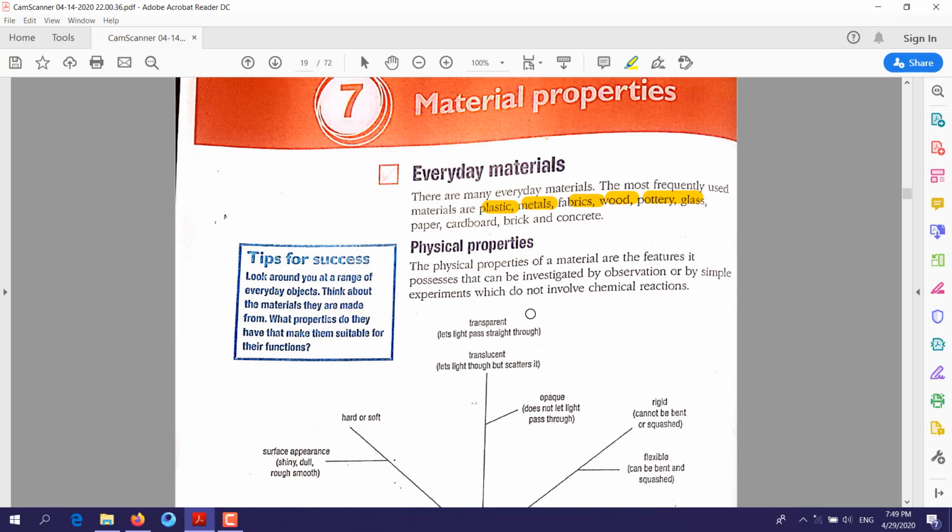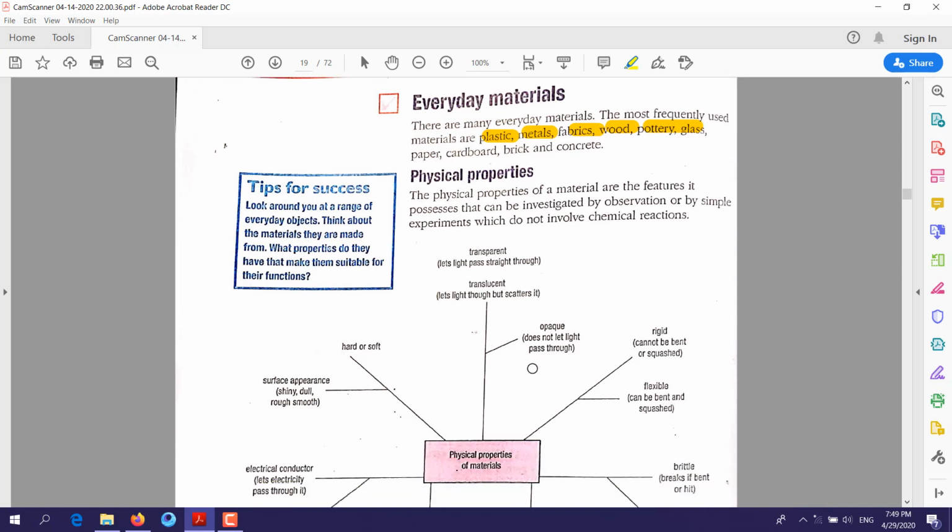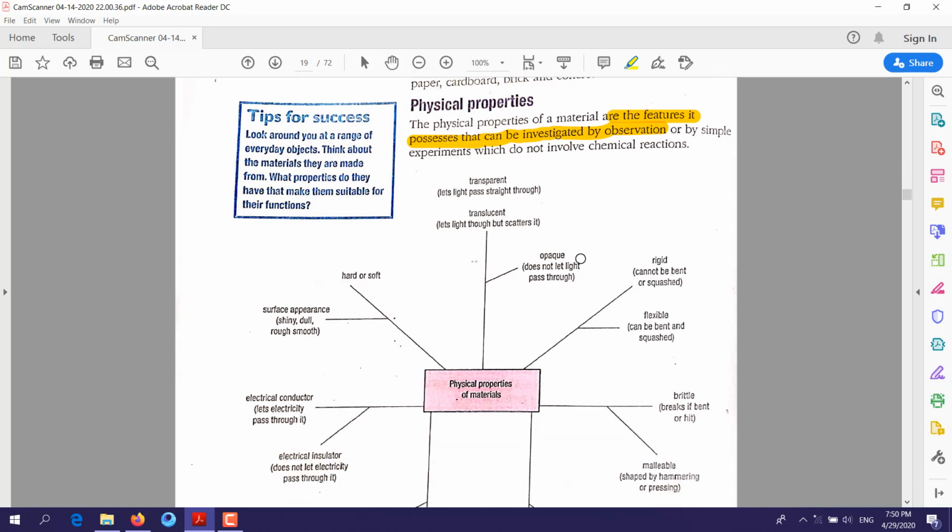Firstly, we will start explaining the physical properties. What do you mean by the word physical, or physical properties? It means the features of the materials that we can see, we can feel, we can touch. So the physical properties of a material are the features it possesses that can be investigated by observation or by simple experiment which do not involve chemical reactions.